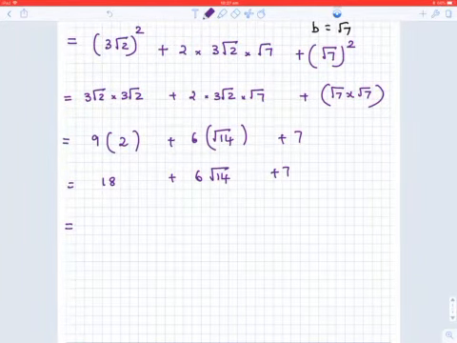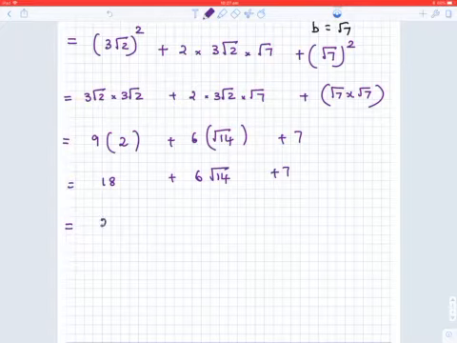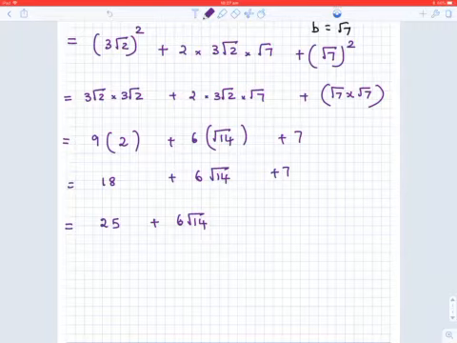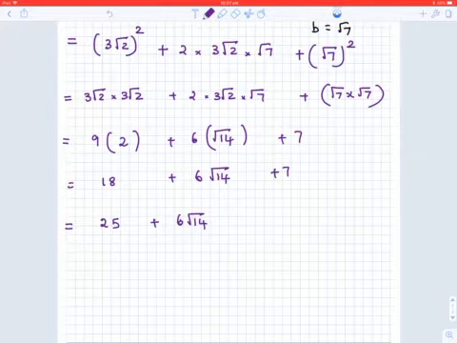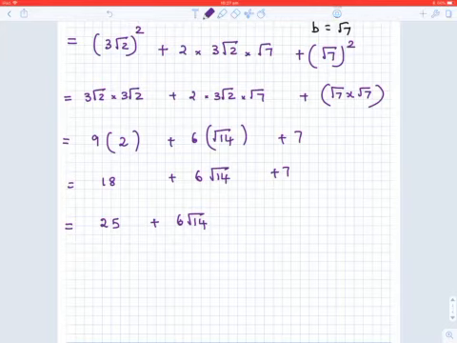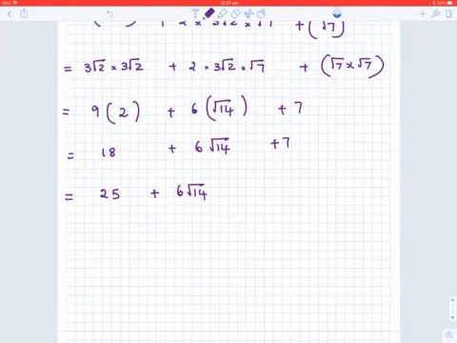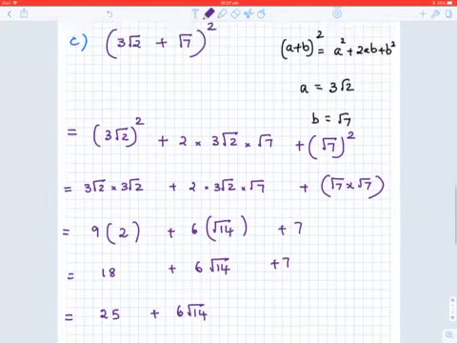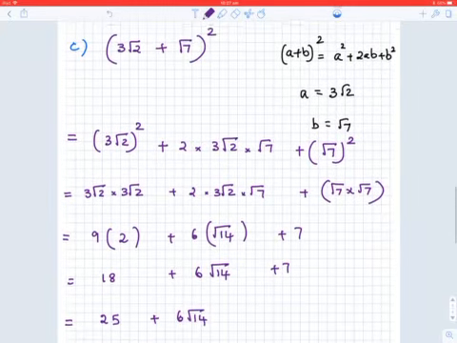plus 6 root 14 plus 7, which gives you, combining the numerical component, 18 plus 7 is 25 plus 6 root 14. Now here you cannot simplify root 14 anymore, because 14 doesn't have a square number as a factor other than 1. Okay, so this is your final answer.